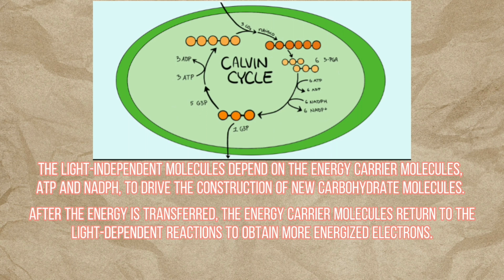The light-independent reactions depend on the energy carrier molecules ATP and NADPH to drive the construction of new carbohydrate molecules. After the energy is transferred, the energy carrier molecules return to the light-dependent reactions to obtain the energized electrons.